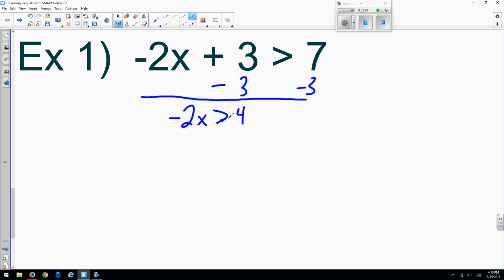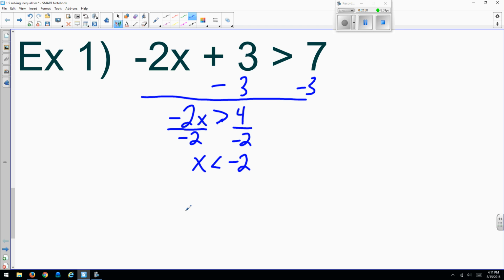Now, one thing you may or may not remember about inequalities is something special needs to happen if I'm dividing or multiplying both sides by a negative, and that is the symbol has to change. So I'm going to go ahead and divide both sides by -2, but when I do that, this symbol also has to change. That's only the case when you're multiplying or dividing by a negative. So this is going to be x is less than -2.